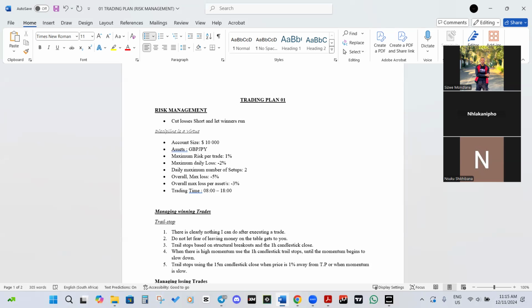And then the maximum risk per trade. How much are you willing to risk per trade? Which one will you tolerate? 1%, 2%, 3%, 4% per trade? Which one do you want? 1% for now. 1%. And then maximum daily loss.